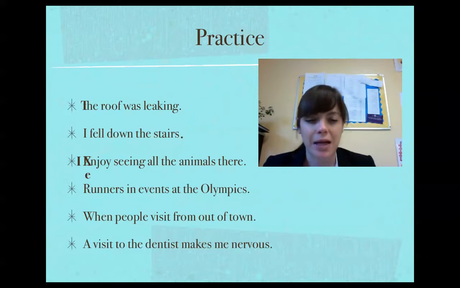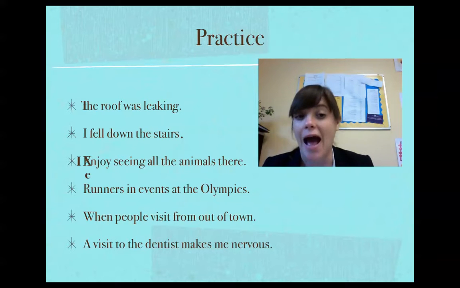I have a noun at the beginning, runners. I have a subject. But it doesn't say what they're doing. So what I need to do here is add something to my sentence. I need to add a verb. I need to add an action.